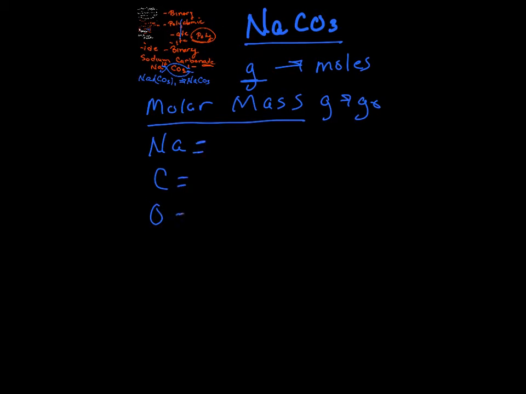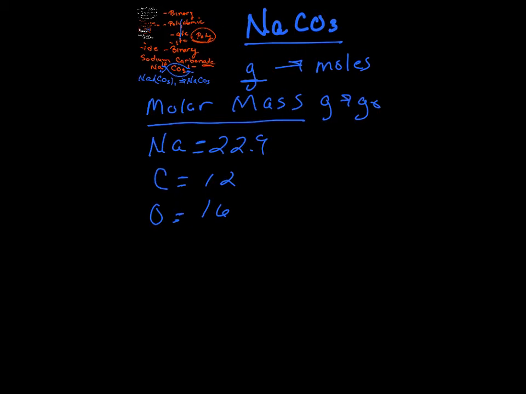Then you want to figure out their individual atomic masses, and you get those from the periodic table. I know that sodium is 22.9, carbon is 12, and oxygen is 16. In this case, you can round up to the next whole number. That's not a big deal.